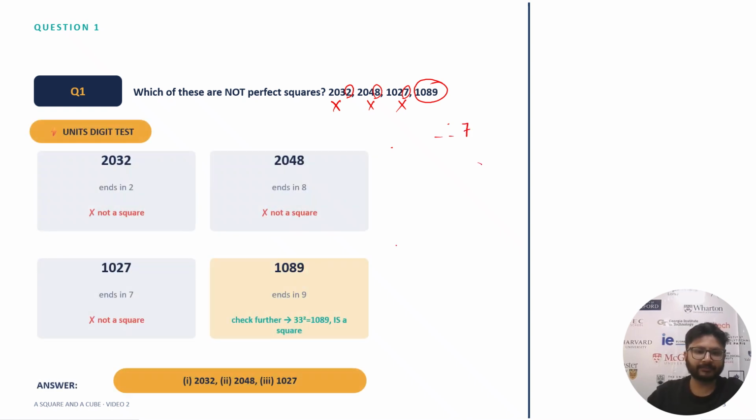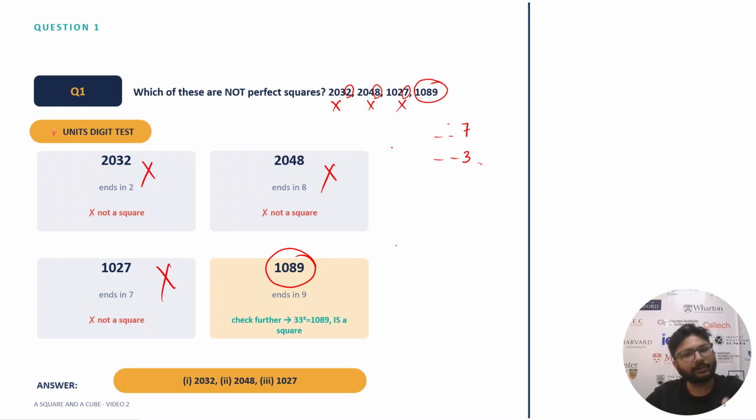So let's see. This cannot be a perfect square since it is ending with a 2, this cannot be a perfect square ending with an 8, this cannot be a perfect square ending with a 7. This can be a perfect square, which is ending with a 9. So obviously the last digit of the square root can be 7 or 3. Now, if I want to solve this question further, how do I identify the square root of this number?